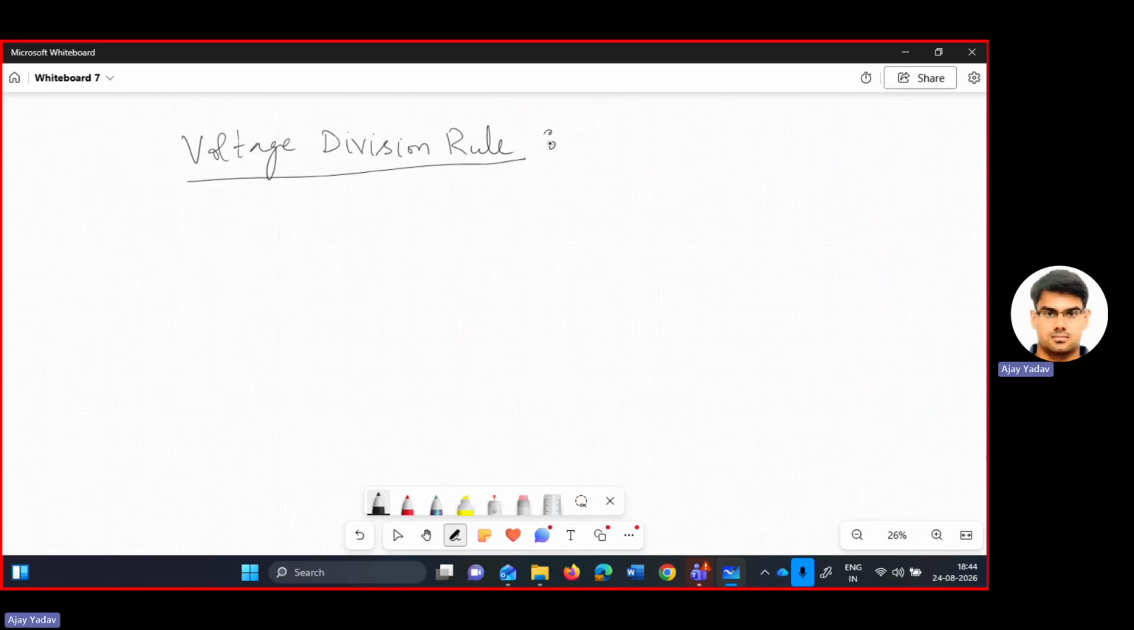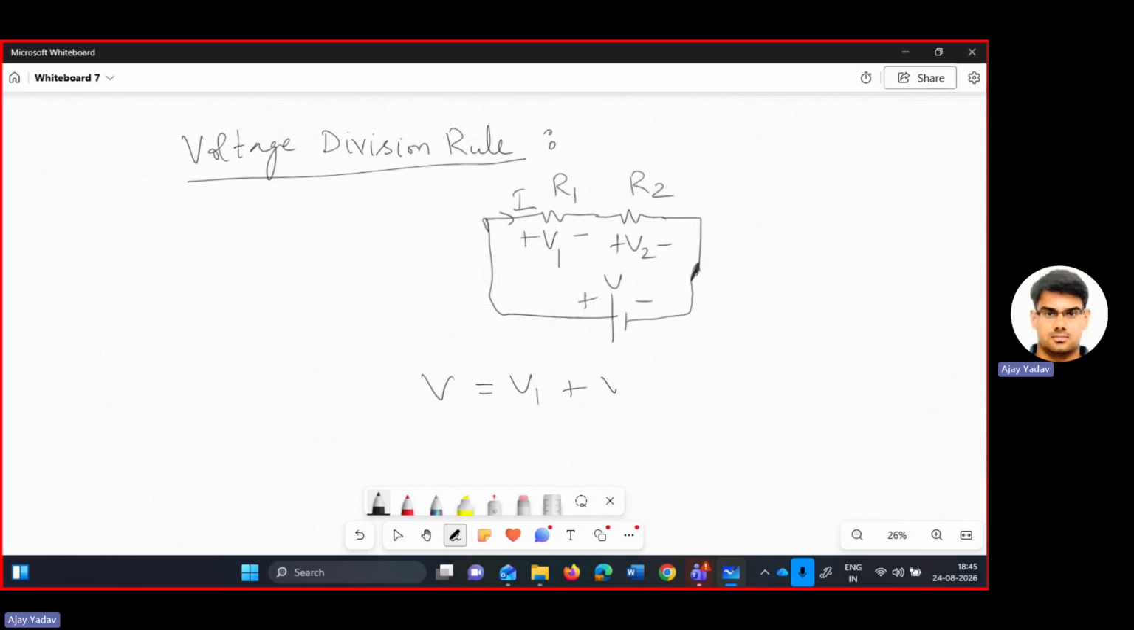So according to the voltage division rule, suppose you have two resistors R1 and R2 in series. The voltage drops across them are V1 and V2. You have a source voltage V, and I is the current flowing in this circuit. So here V is V1 plus V2.